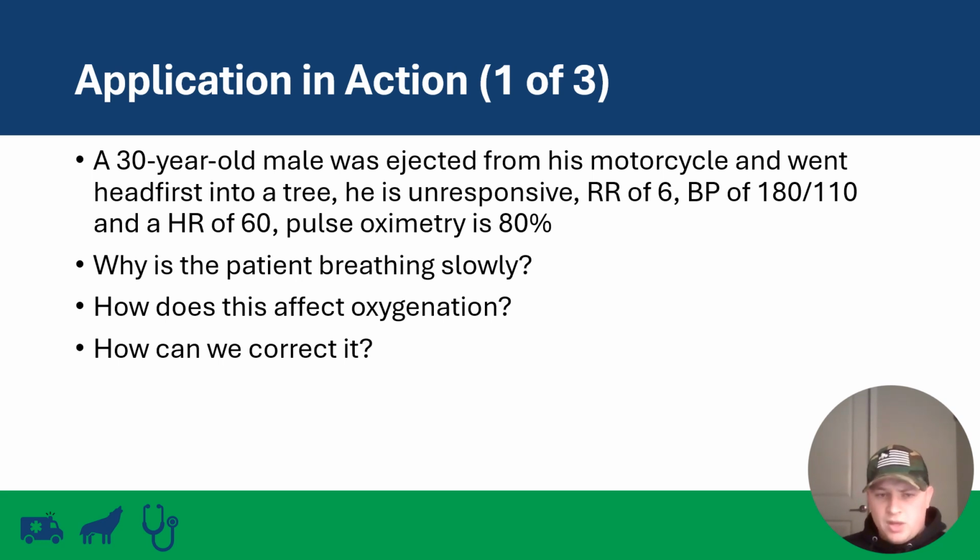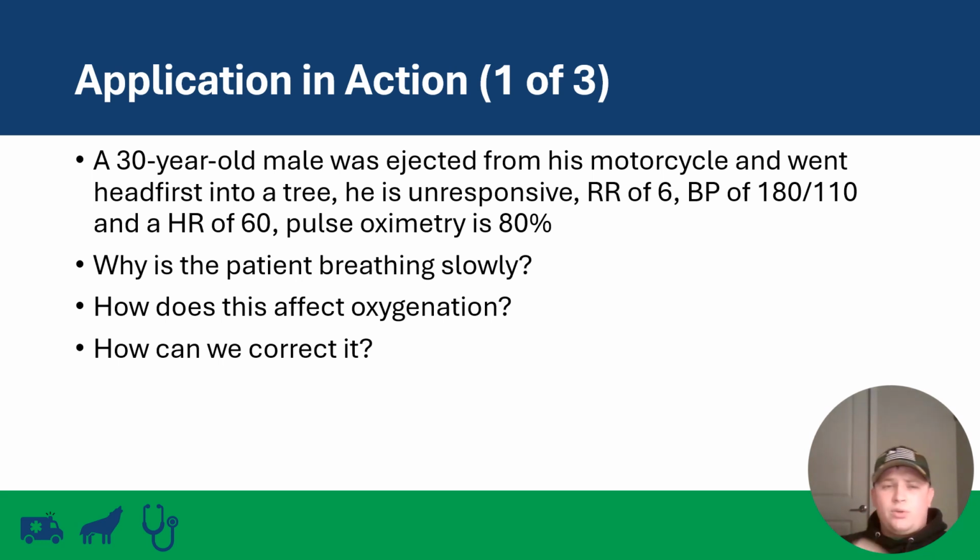Okay, so why are they breathing slowly? How does this affect oxygenation, and how can we correct it? Okay, so feel free to pause, take a little bit of time to think about it, and we're going to go over it. Okay, so this patient has abnormal respirations. This is likely due to a traumatic brain injury. Okay, remember that the brainstem helps control ventilation, and trauma to the brain can affect that regulation.